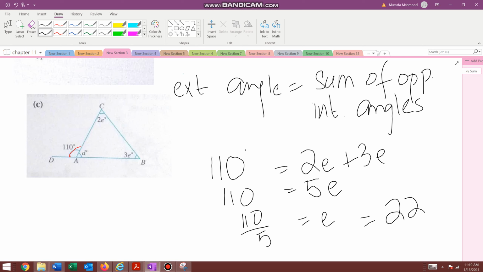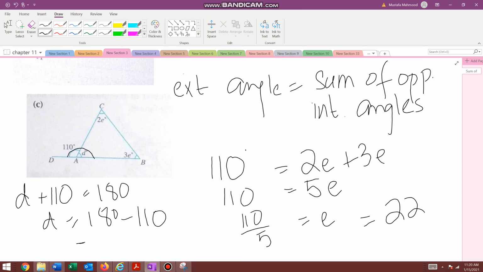Now to find out the value of D, 110 and D are supplementary angles, meaning their sum together is equal to 180 degrees because they're lying on a straight line. So D plus 110 is equal to 180 degrees. So 180 minus 110 will give you 70 degrees. Okay? So this is how you are going to apply the property of exterior angles, plus remembering the different types of angles, angles on a straight line, angles on a point, all of those that we've already done in chapter 10.